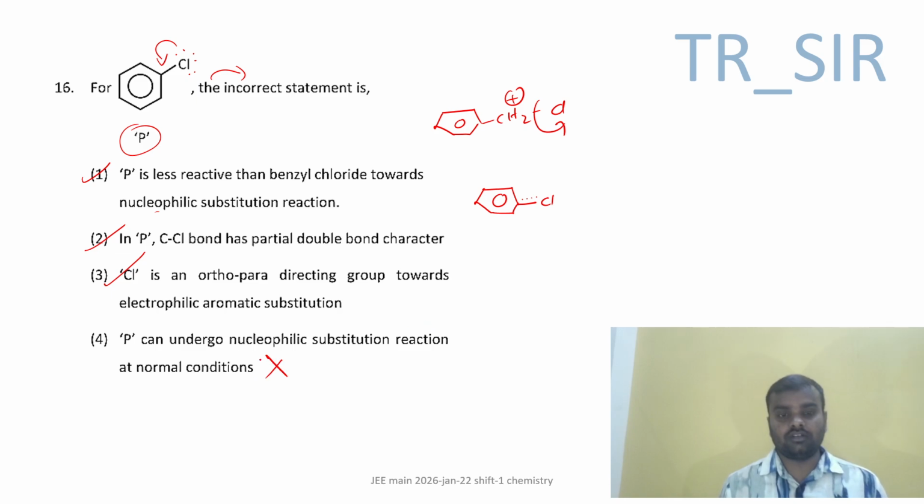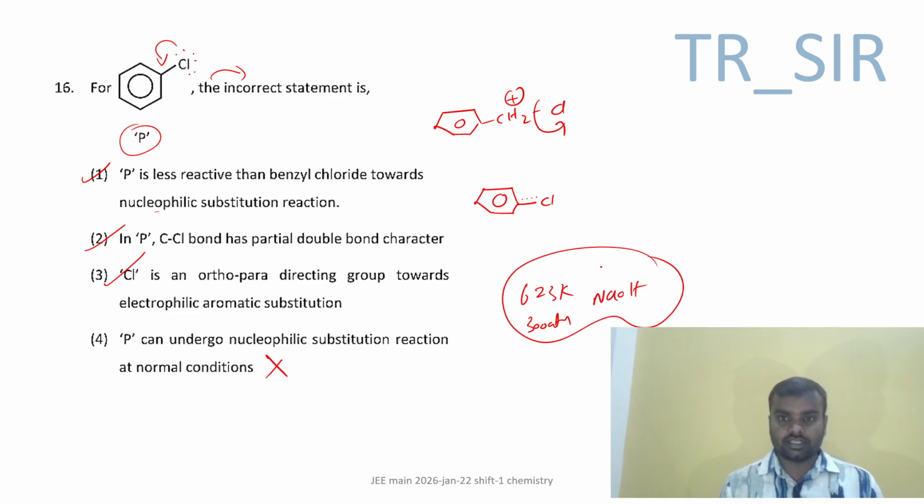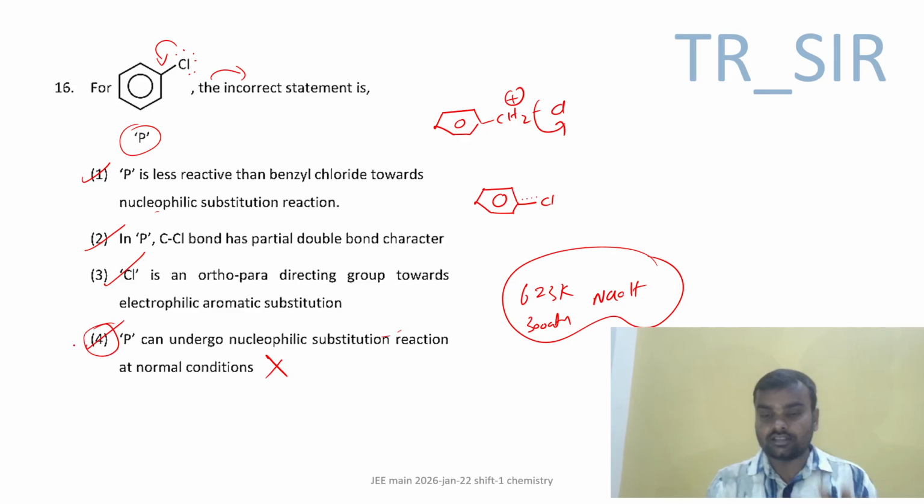P can undergo nucleophilic substitution reaction at normal condition. No, that is not right. We need to apply around 600 atmosphere, or take 623 Kelvin temperature and 300 atmosphere, then take a base condition. That is Dow's process. So this reaction is not possible at normal condition. So this fourth option is the incorrect statement, which means that is the correct answer for this question.